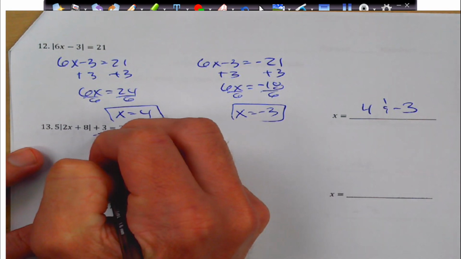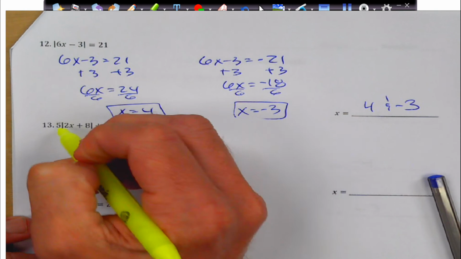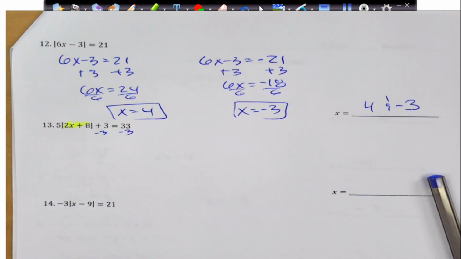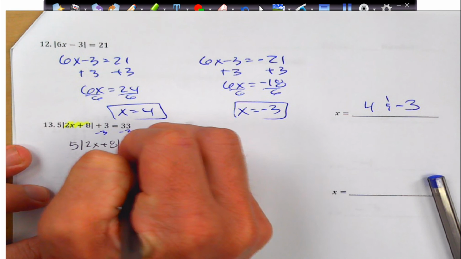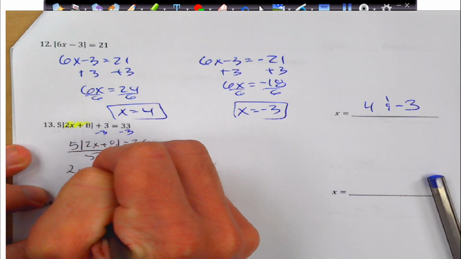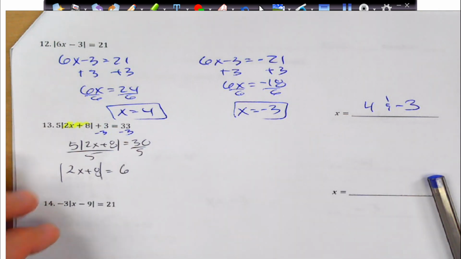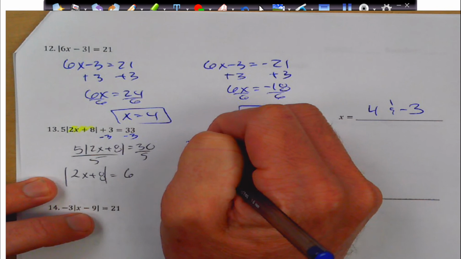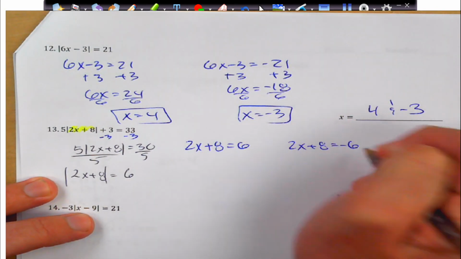This next one, we're going to subtract the 3 first. Again, we're trying to isolate the absolute value expression here. And let's get that to be 5. 2x plus 8 equals 30, and then divide by 5. So 2x plus 8 is equal to 6. So those are now where we can do our two cases. So we get 2x plus 8 equals 6, and 2x plus 8 equals negative 6.